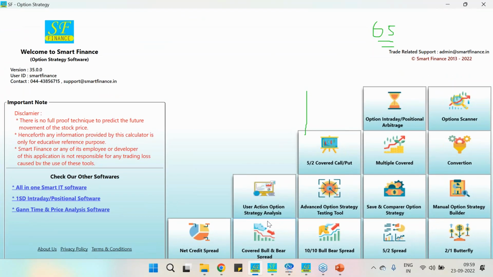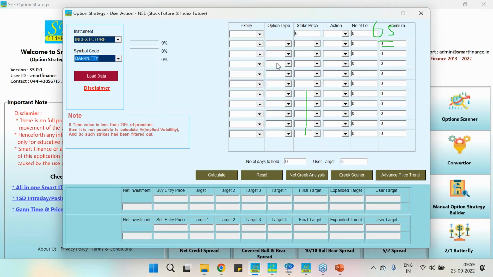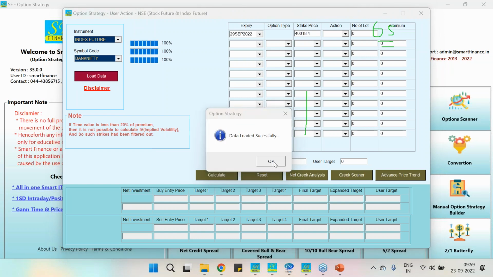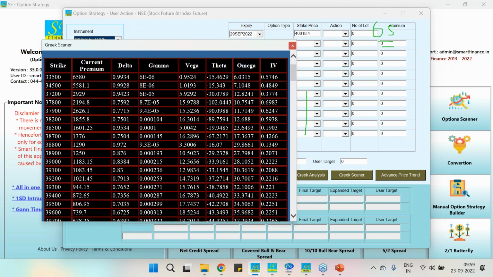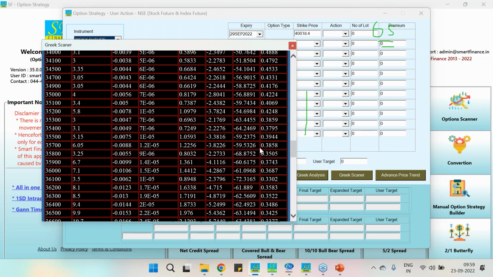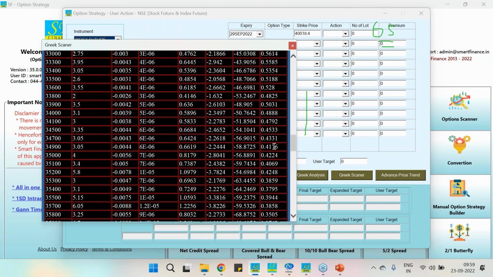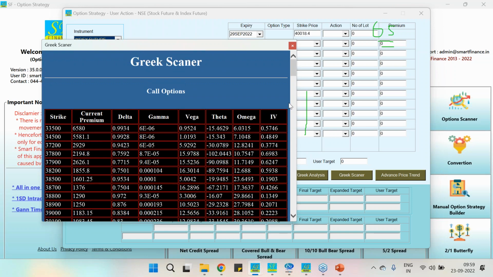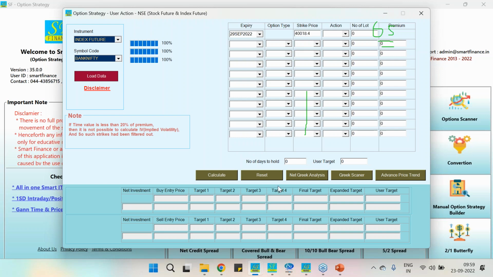So those who have the tool will know, you can form a user option strategy, a 10 leg option strategy. You have a Greek scanner where you can get the Greeks of the entire basket of options. So whatever strikes are trading, for all strikes you can get the Greeks: delta, vega, theta, everything. It has an advanced price trend analyzer. It will tell which is the consolidation band and all. So everything is there, which I have covered in earlier videos.